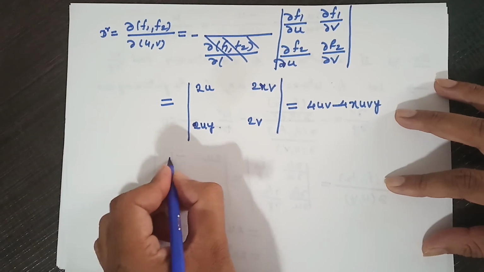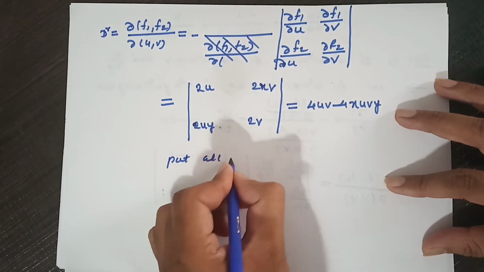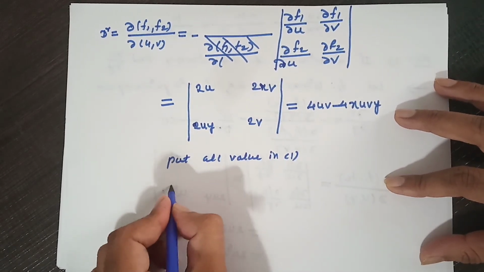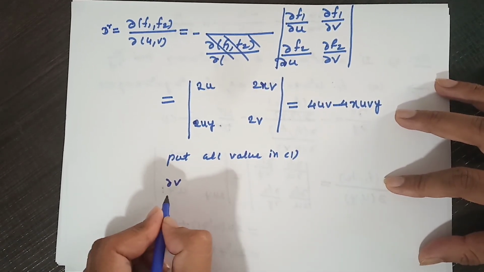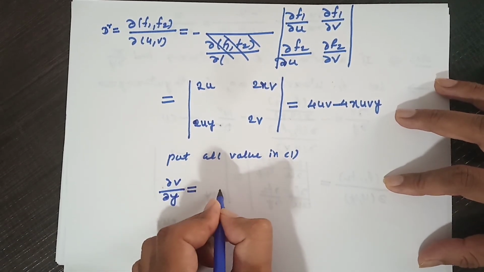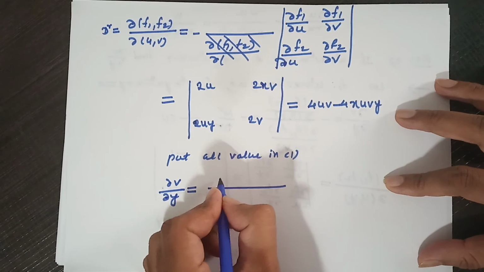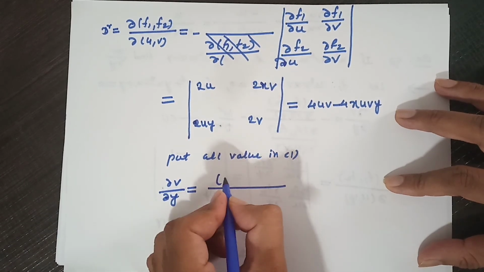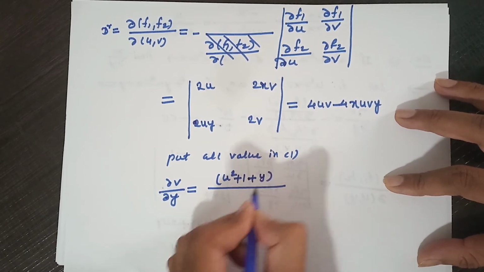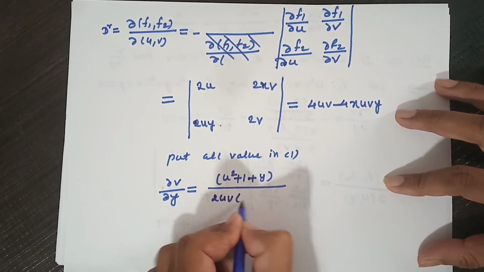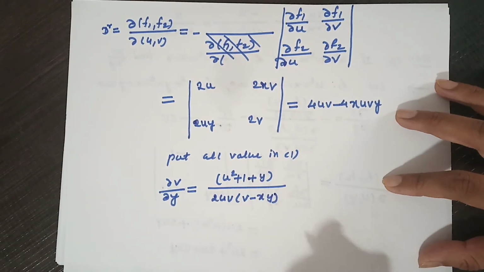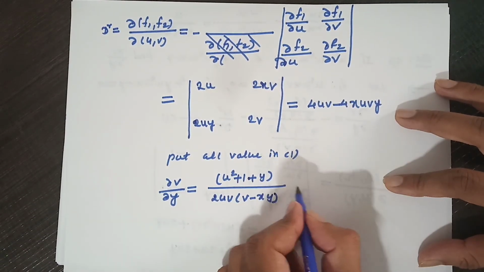Now substitute all values in 1. Therefore del v by del y is equal to, substituting all values, it is u square plus 1 plus y, and 2 times uv minus xy.